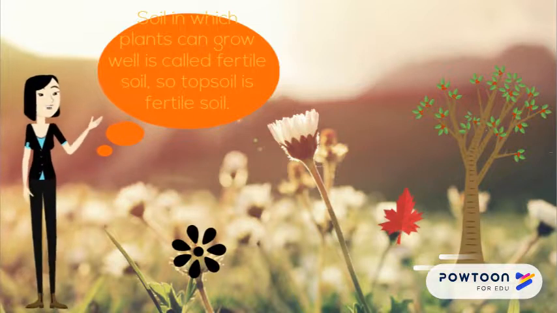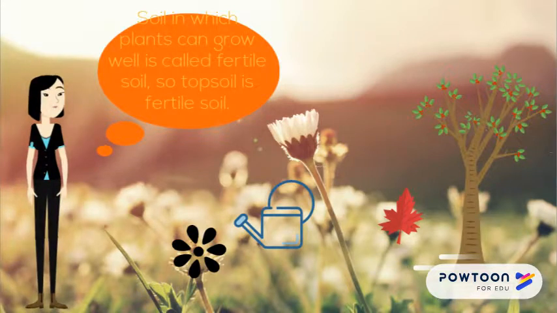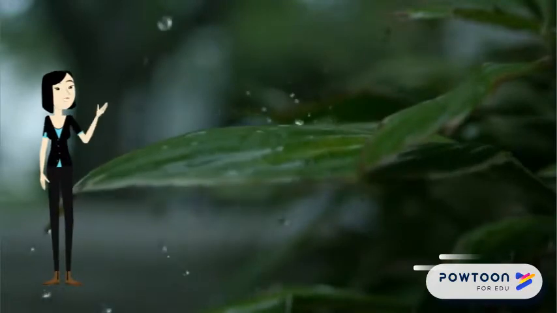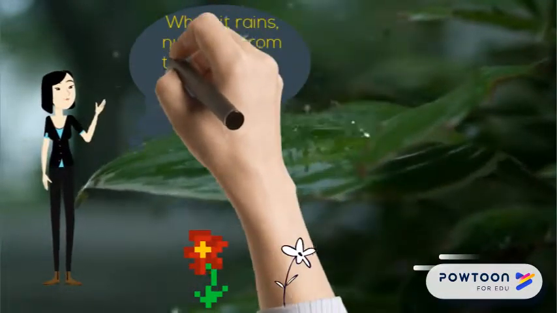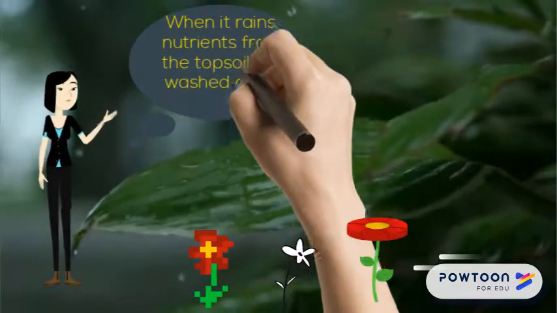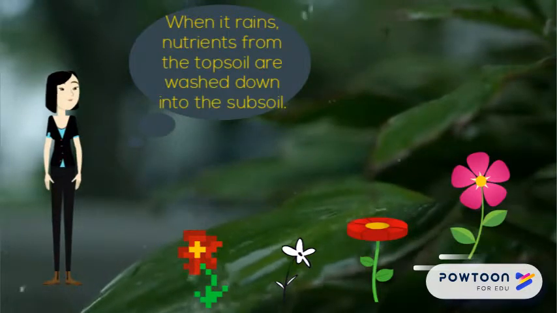The second layer you can see is called subsoil. The word sub means under. So the subsoil is underneath the topsoil. When it rains, nutrients from the topsoil are washed down into the subsoil. Plant roots can also get nutrients from this layer, although it is not as nutrient-rich or fertile as topsoil.